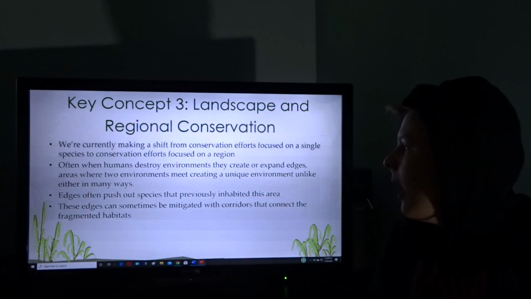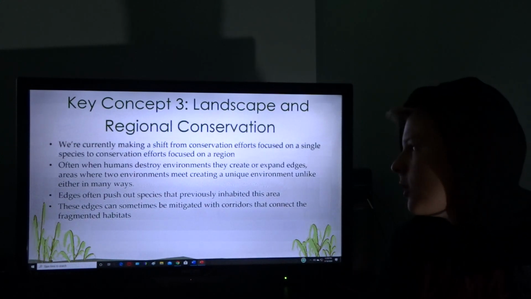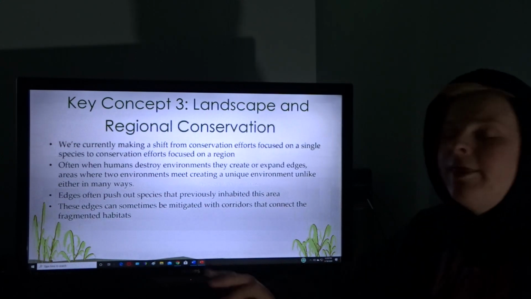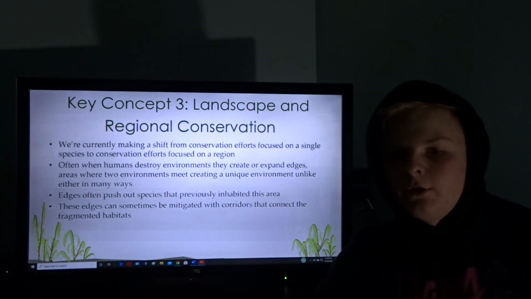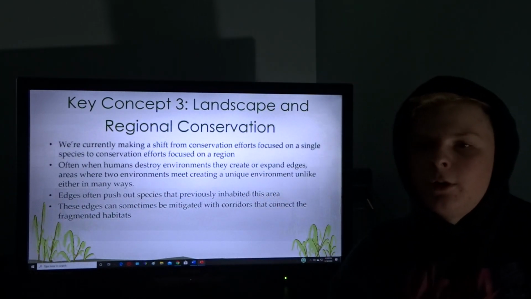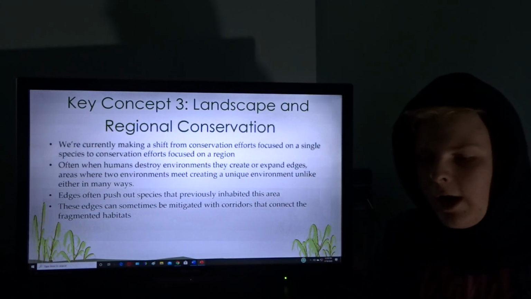And basically, we're currently making a shift from conservation efforts focused on a single species to conservation efforts focused on a region. And that's a lot about what this key concept is about. Because in the past, when we focused on conservation efforts, we focused on this one species is an endangered species, and we're going to try and protect it.